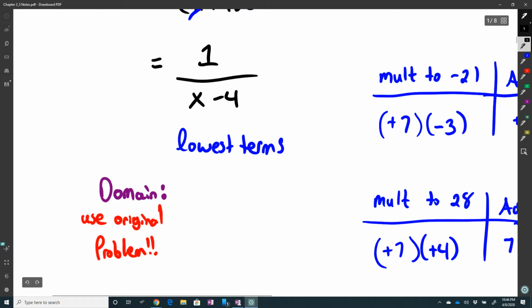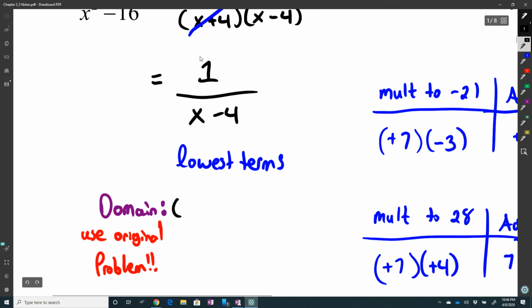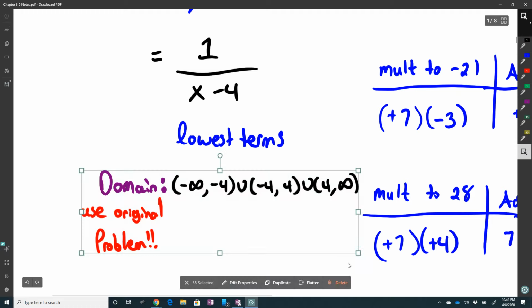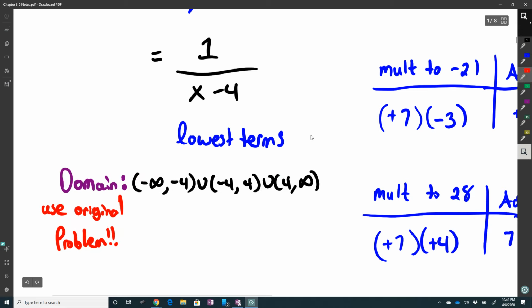All right, and the original problem was everything but 4 and negative 4. So the domain is negative infinity to negative 4 union negative 4 to 4 union 4 to infinity. Now again, that raises the question, well, looking at my final answer, I can tell that this 4 here is going to be a vertical asymptote. Let's go to Desmos so I can show you.